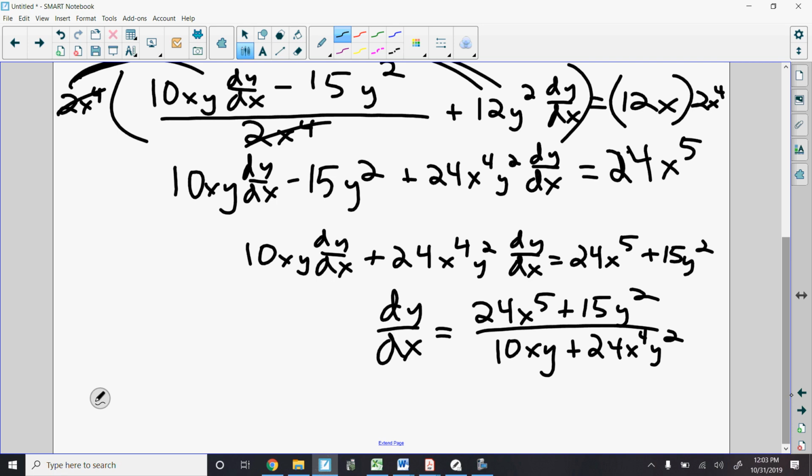Taking a look here, I can't simplify any x's because the 15y squared doesn't have an x. I can't simplify any y's because 24x to the fifth doesn't have a y. 24, 15, 10, and 24, it looks like maybe something is a common divisor there, but there isn't. So that's as simplified as it can be.